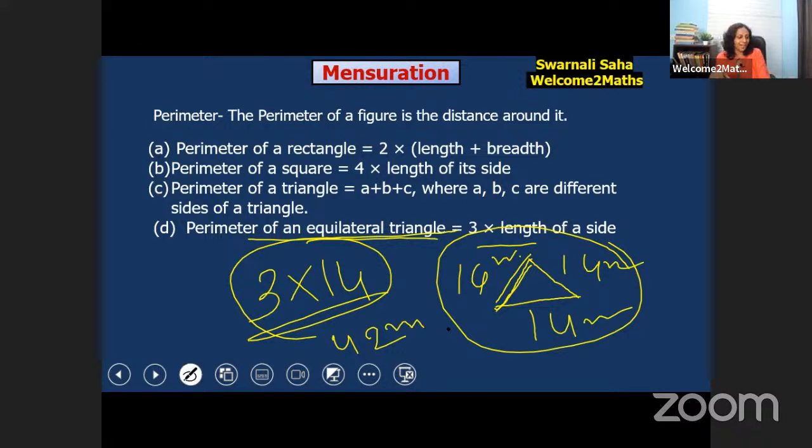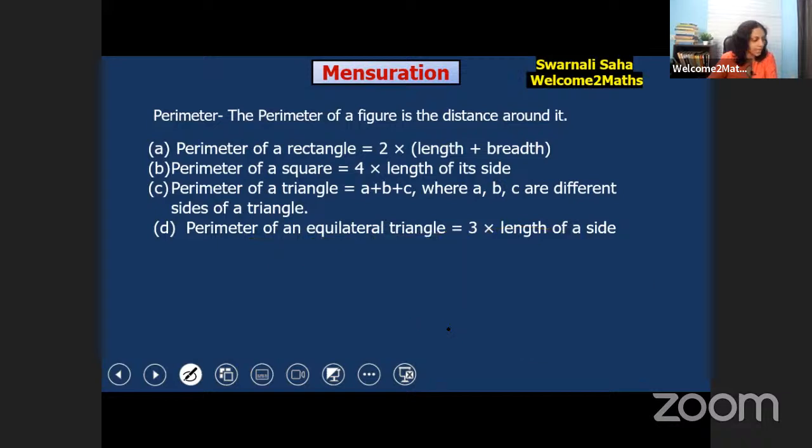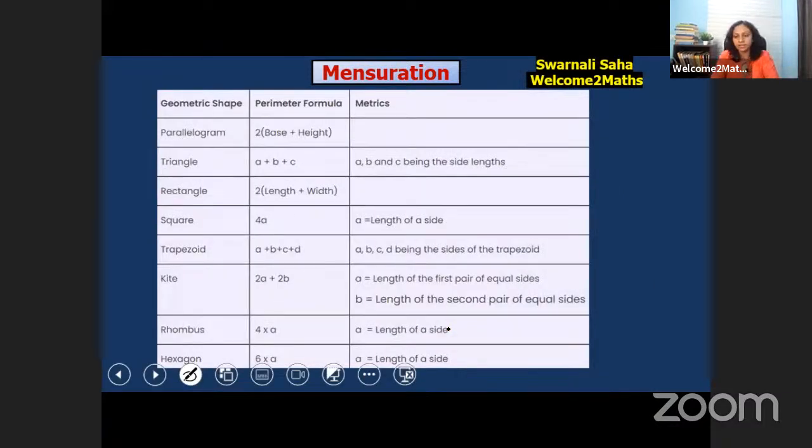Okay. So let's see some more perimeters. Here is the list. You can see the parallelogram. It would be 2 into base plus height, just the same, because square and rectangles are all parallelograms. I already showed you rectangle and square. Now the trapezoid, trapezium basically: it is A plus B plus C plus D.